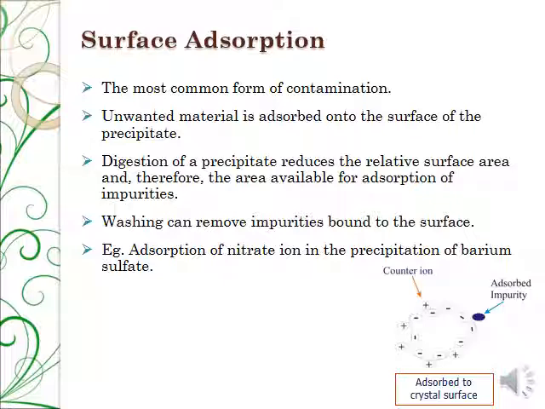For example, if you look at this figure here, adsorption of nitrate ion on the precipitation of barium sulfate. So this is a barium sulfate precipitate, and this is nitrate ion. It can adsorb on the surface because it is negatively charged, so it can be attracted to the positive area of the precipitate. So this can be removed through washing.